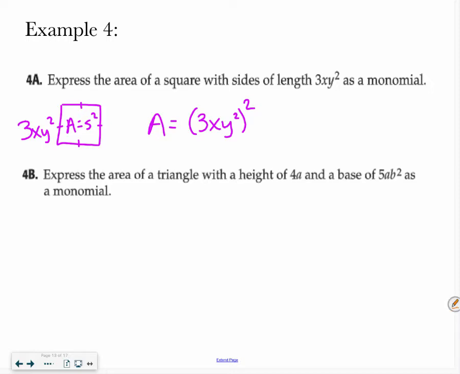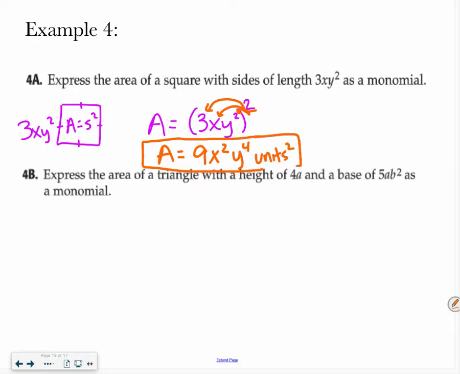So I take this 2, and I square my 3. So it becomes a 9. I square my x, so x squared. And I square my y. So I have y to the 2 times 2, or 4th power. And I know that my area equals 9 times x squared times y to the 4th units squared.